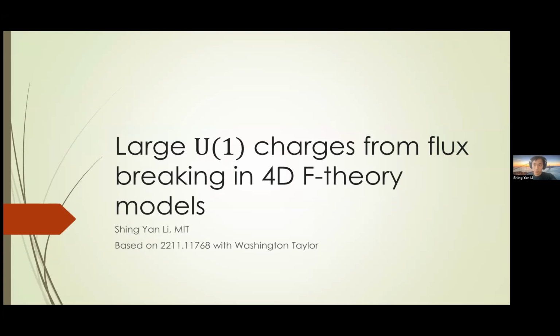First of all, thank you to the organizers for inviting me to give a talk here. It's my first time giving a talk in the string field seminar, so I'm very happy to do that. Today I'm going to tell you about obtaining very large U1 charges from flux breaking in 4D F-theory models. This is based on a paper that came out in November last year, working with my supervisor, Washington Taylor. First of all, let me tell you some motivation for why we are interested in this problem.